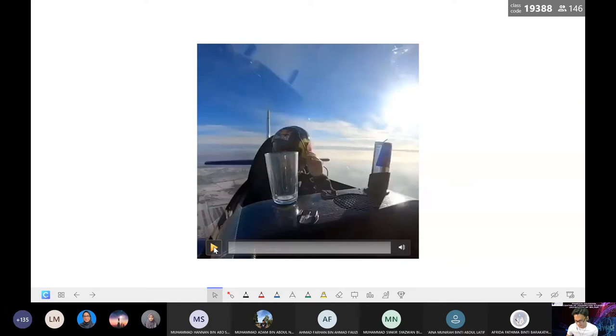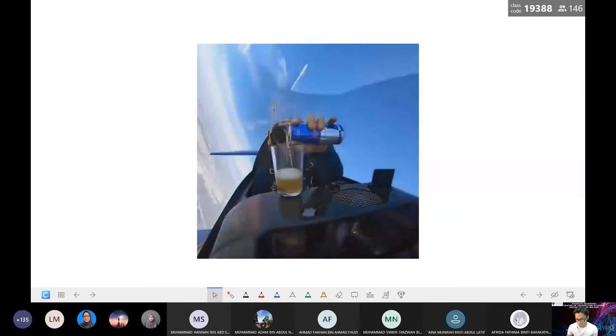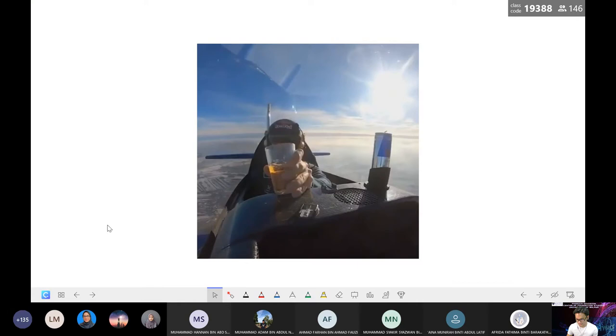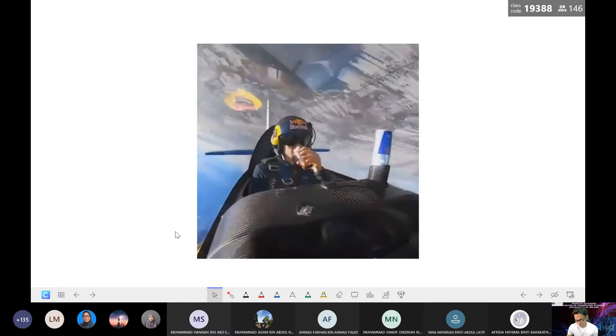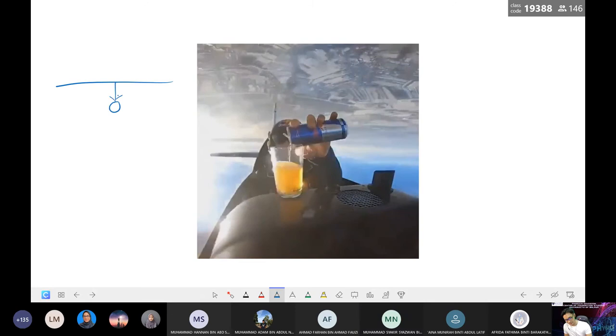Okay, this the jet fighter punya pilot. Dia just pour a drink and then dalam masa yang sama dia cuba terbalikkan dia punya jet, dan dia pergi balikkan. Dan dia ambil the glass and then he drinks. So I think I will stop somewhere here. Then kita boleh nampaklah dia dah berada di atas, dia terbalik macam tu. Okay, and then the drinks is like that.